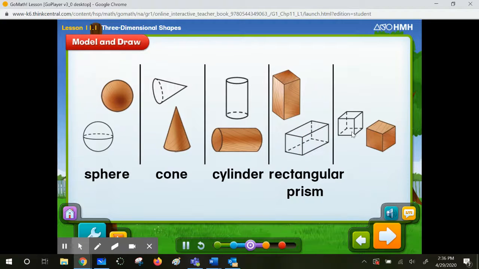What's the name of the last shape? This is a cube. It doesn't have any curved surfaces. It has 6 flat surfaces, which are all squares. Now select the shape that has no flat surfaces. Then click Check.